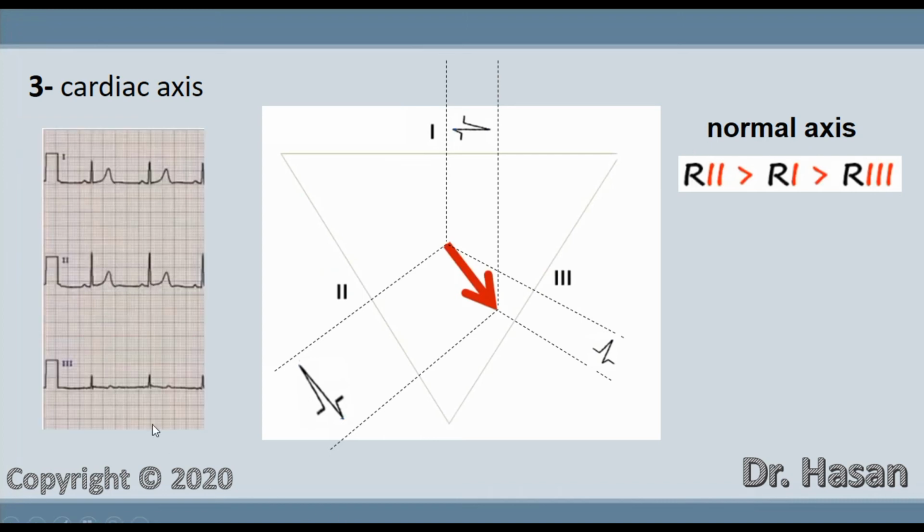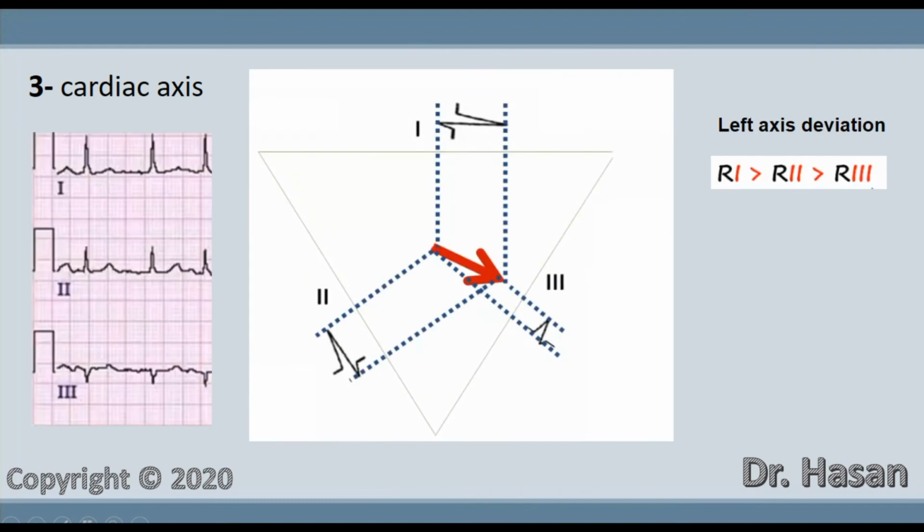On an ECG, it looks like this. The R wave in the second lead is higher than the R wave in the first lead, and the R wave in the first lead is higher than the R wave in the third lead. Now, let's consider the left axis deviation.